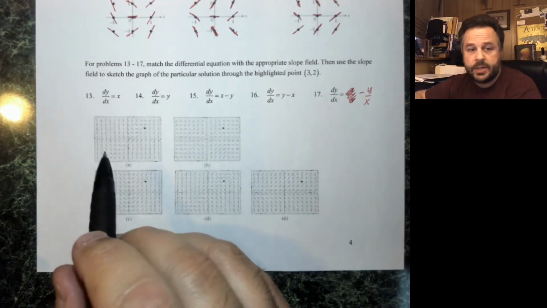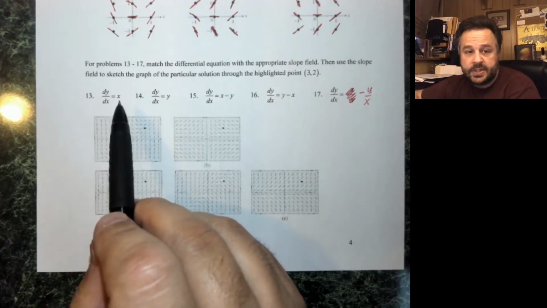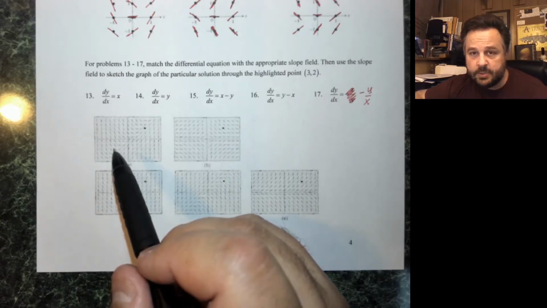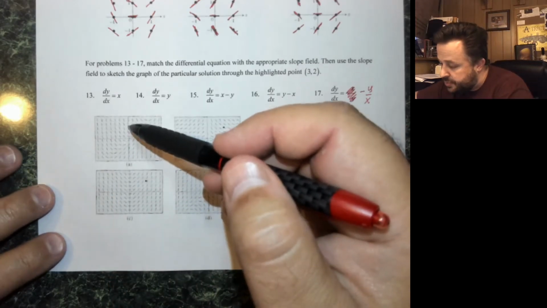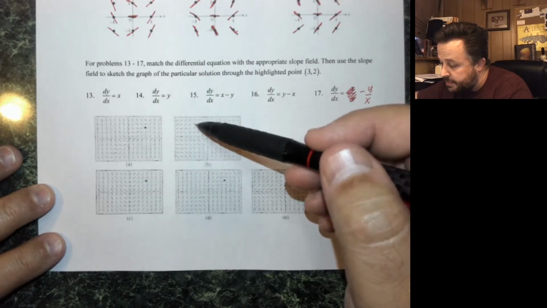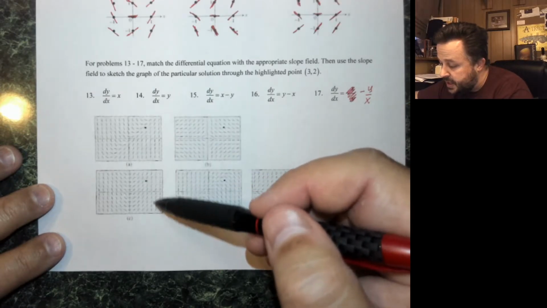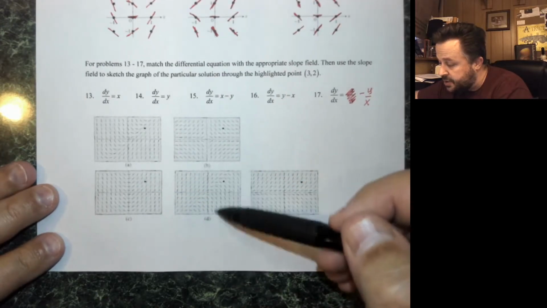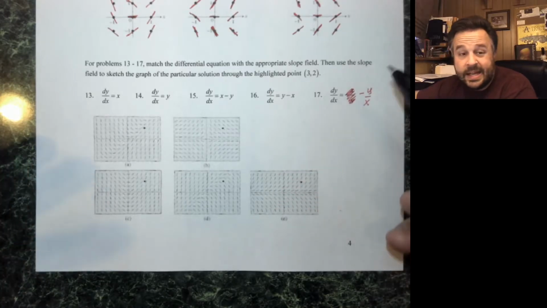Matching the differential equations. So first of all, when I see just an x, I'm going to automatically look for slopes that are vertically the same. Look for that pattern. So as I go through this, I can see that these slopes vertically change here. They're changing here. Here they look to be always the same, so we'll keep C in mind. Here they're changing, and here they're changing. So it's got to be C.